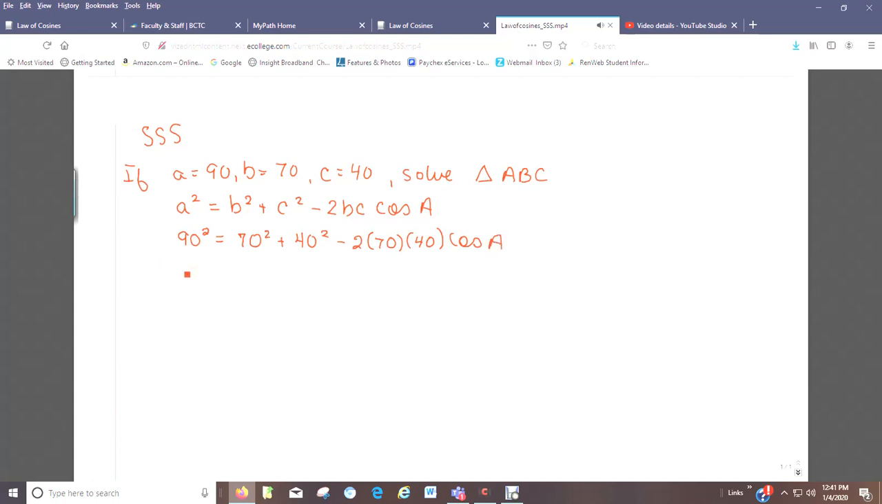Now, we do have to be a little bit careful how we solve this. When I do 90 squared, that's going to give me 8100. 70 squared is 4900. 40 squared is 1600. And then 2 times 70 times 40 is 5600 in front of my cosine A. So I can add the 4900 to the 1600 since those don't have any variables with them.